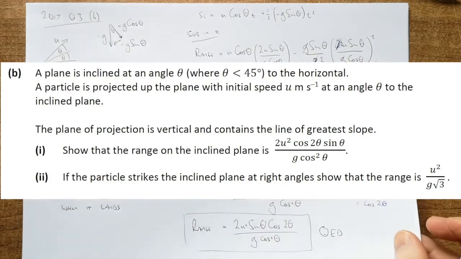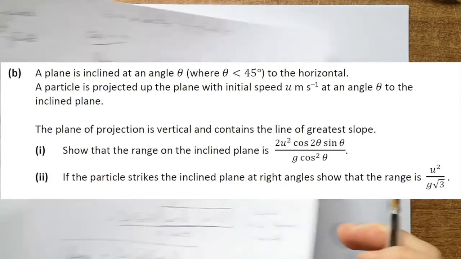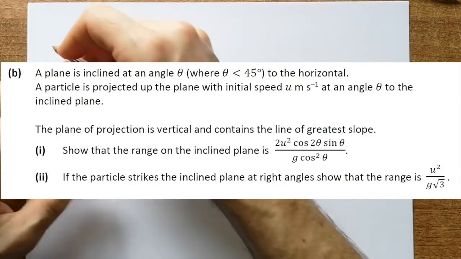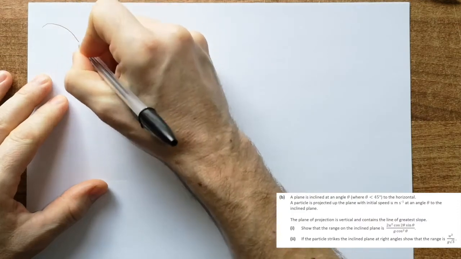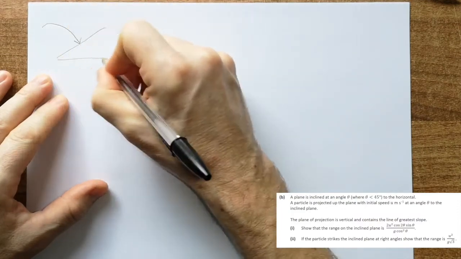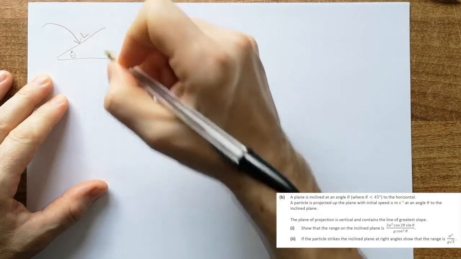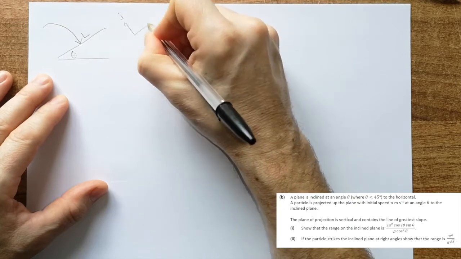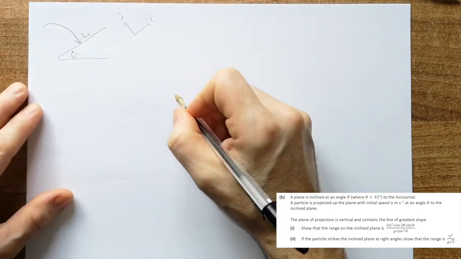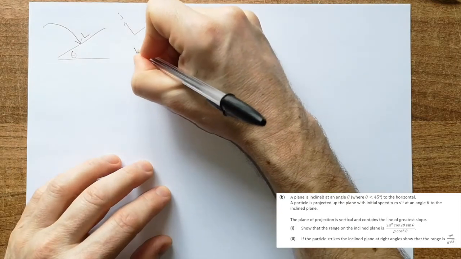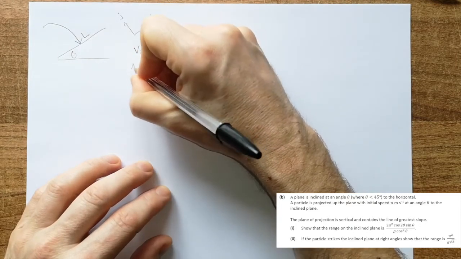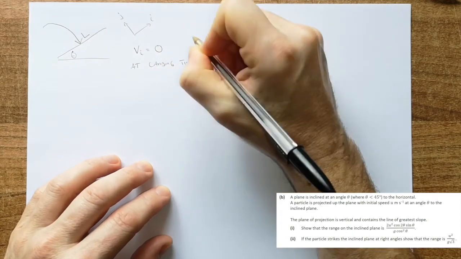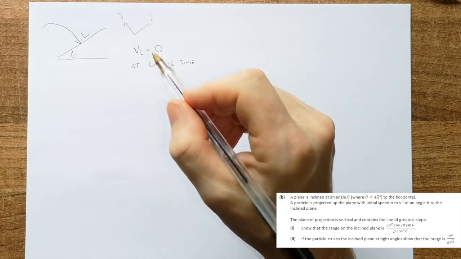Now, what about part 2? If the particle strikes the inclined plane at right angles, then the range is this. Well, if it lands here, and that's the plane, at a right angle, what do we know? This is our J direction and this is our I direction. So what we know is that the velocity in the I direction equals 0 at landing time. Let's see what we can do with that.